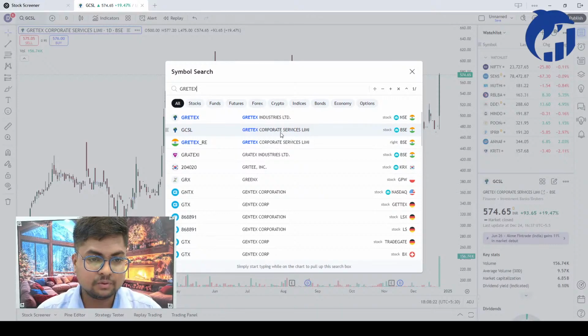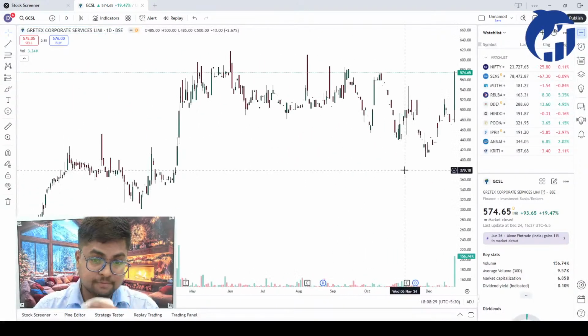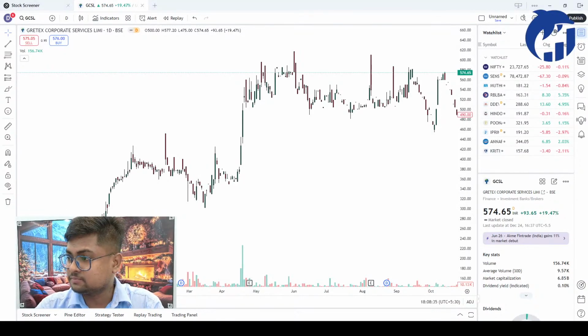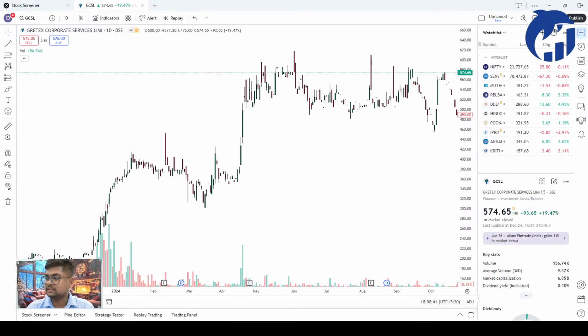I will go to the Greatex Corporate Services Limited, which is listed in BSE. So just have a look for the Greatex stock, right? I will reduce my size to much lower so that you will be able to see the screen more clearly. I will make it more concise so that you aren't focusing on me. You are focusing on the chart.